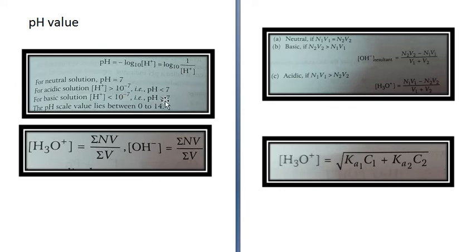It's inverse. See, for a neutral solution, pH is 7. For an acidic solution, H+ concentration is greater than 10^-7, so pH is less than 7. For a basic solution, H+ concentration is less than 10^-7, so pH is greater than 7. The pH scale value lies between 0 and 14, and at 25 degrees Celsius, pH plus pOH is equal to 14.